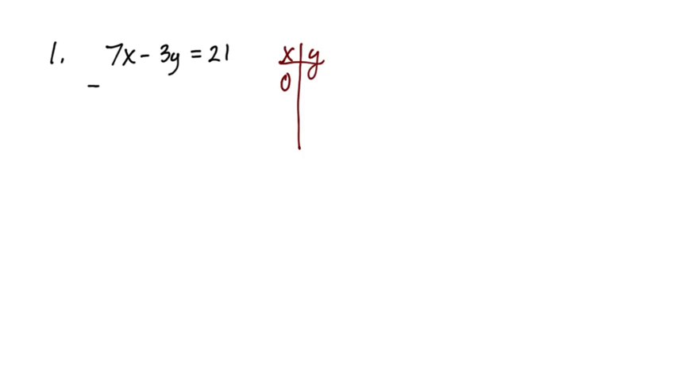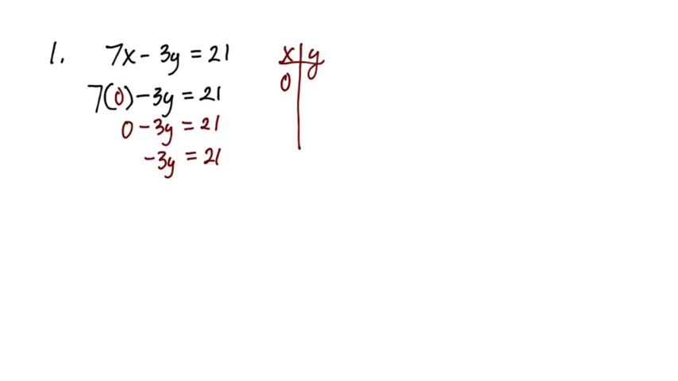and I would start by letting x be 0 and I would find y. So let's go ahead and plug 0 in for x here. And so 7 times 0 is 0 minus 3y equals 21. Of course, the 0 doesn't add anything to the minus 3y. So this is just minus 3y equals 21. And we know that negative 3 times negative 7 would work, so you could just divide both sides by negative 3. So when I choose x to be 0, I get y is negative 7.